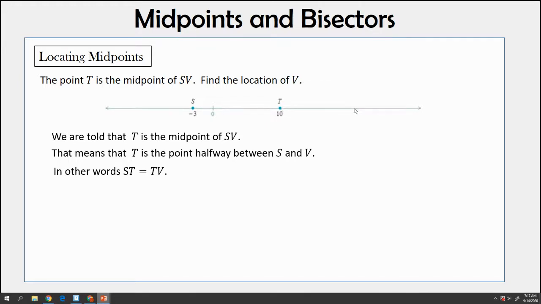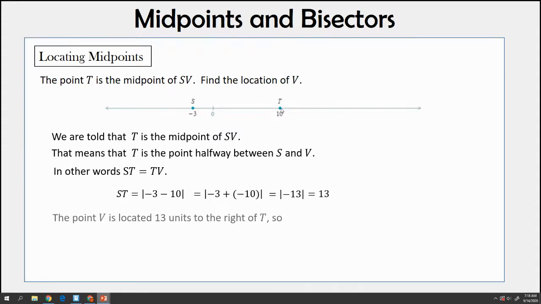In other words, we now know that ST and TV, where it is over here, are the same lengths. Okay, so we find the length of ST by taking the absolute value of the difference of these two points, so I'm going -3 minus 10, absolute value. The absolute value of -3 plus -10. -3 plus -10 is -13. The absolute value of that is 13. So we know the distance now from S to T is 13 units.